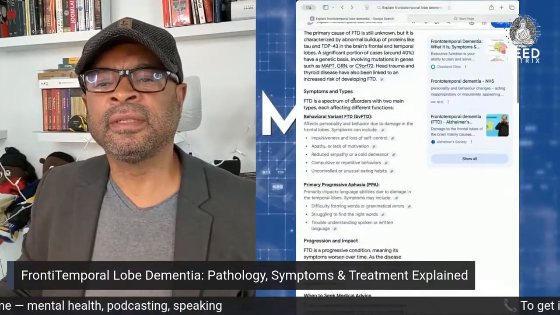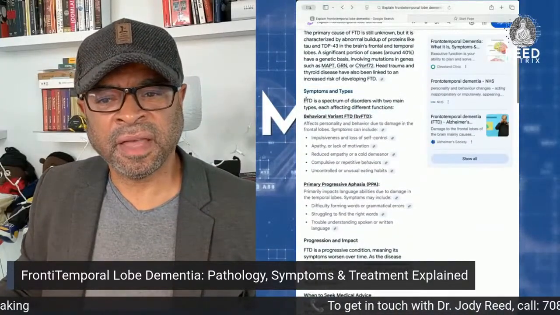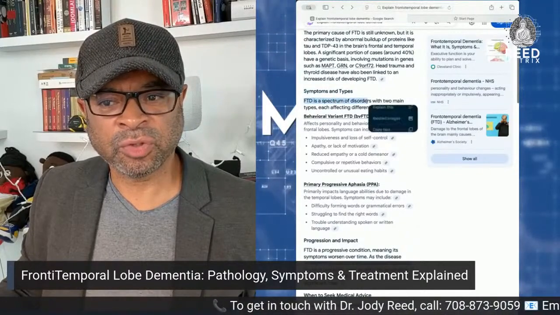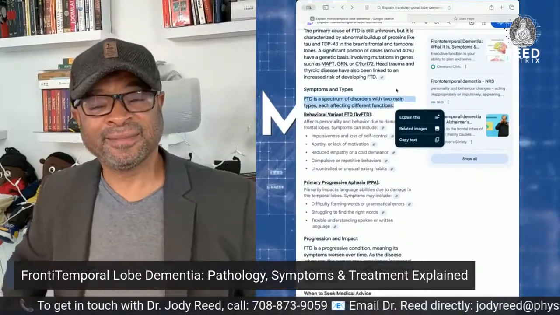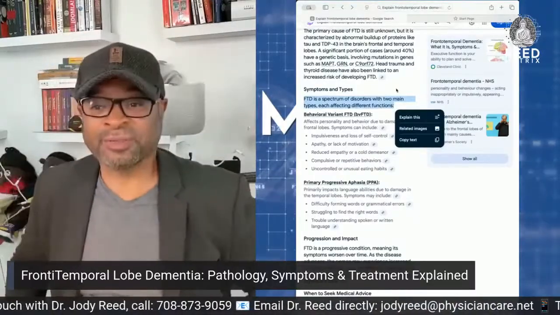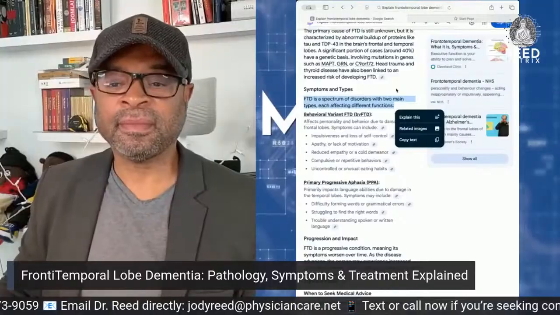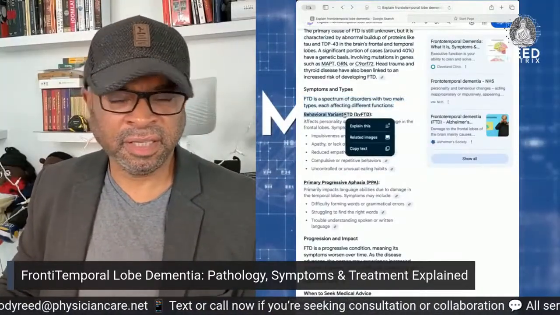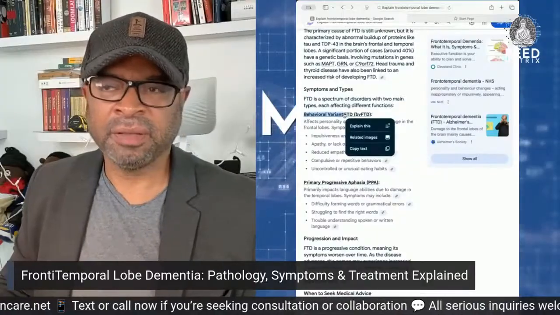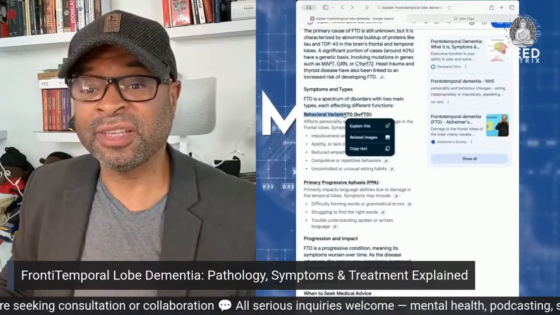Symptom types. FTD is a spectrum of disorders with two main types affecting different functions. Yeah, it's a spectrum of disorders. I mean, you have to get prepared for this. Okay, the behavioral issues connected with it, because you have the frontal lobe impairment and the impulse control and things like that.